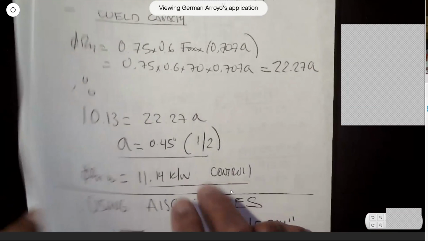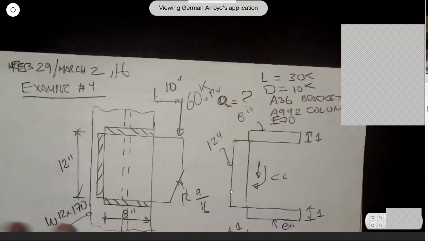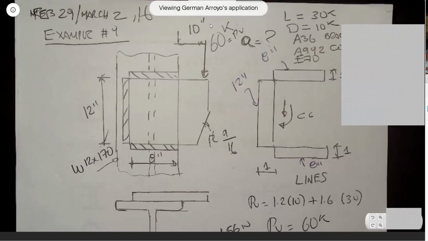Look, do you see the distance from the line of action of the force to the weld? 10 inches. This is on page 10. So to find the moment, I'm going to apply the force times the distance to the centroid. The centroid is in here. So to this distance to the centroid, we need to add the 10. Okay. Any other question, please?